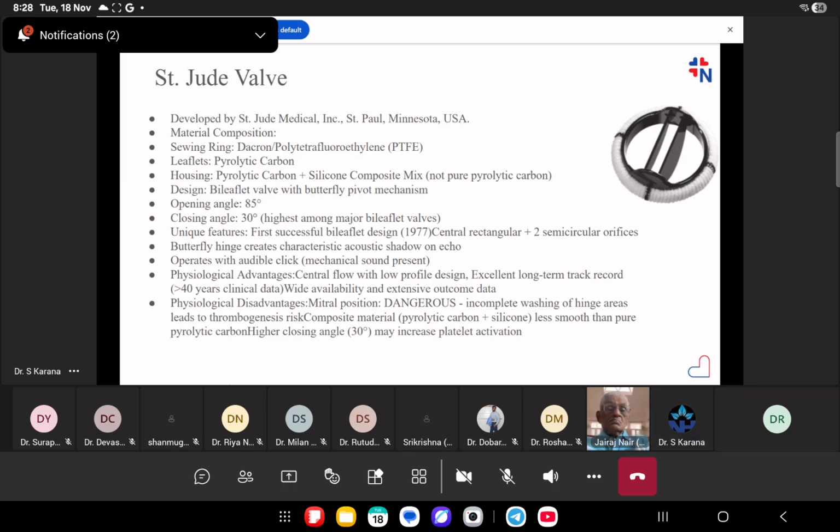What is the history of the St. Jude valve? Do you know? Uh, yes, sir. It was about a saint. No, sir. The St. Jude valve was developed in Minnesota by Lillehei, and the other person who actually designed the valve was one Indian surgeon called PR Kalke from Mumbai, who was working with Lillehei in those days.